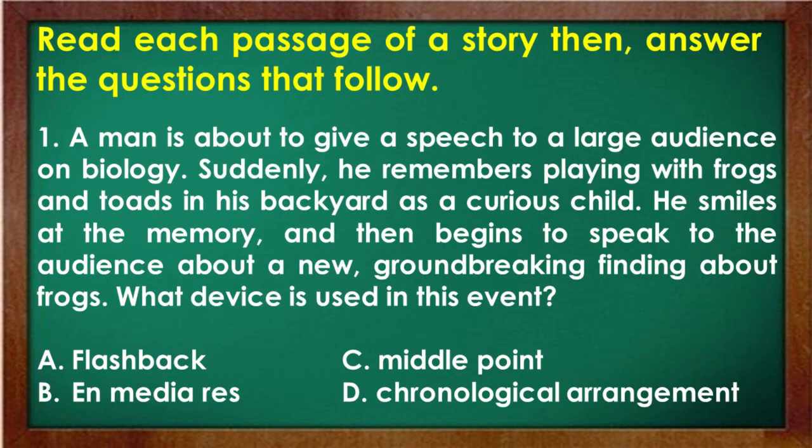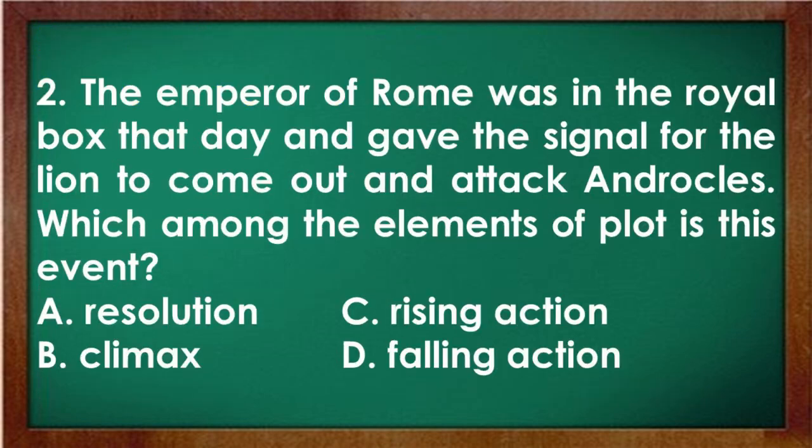A. Flashback, B. In media res, C. Middle point, D. Chronological arrangement. Number 2. The Emperor of Rome was in the royal box that day and gave the signal for the lion to come out and attack Androcles. Which among the elements of plot is this event? A. Resolution, B. Climax, C. Rising action, D. Falling action.